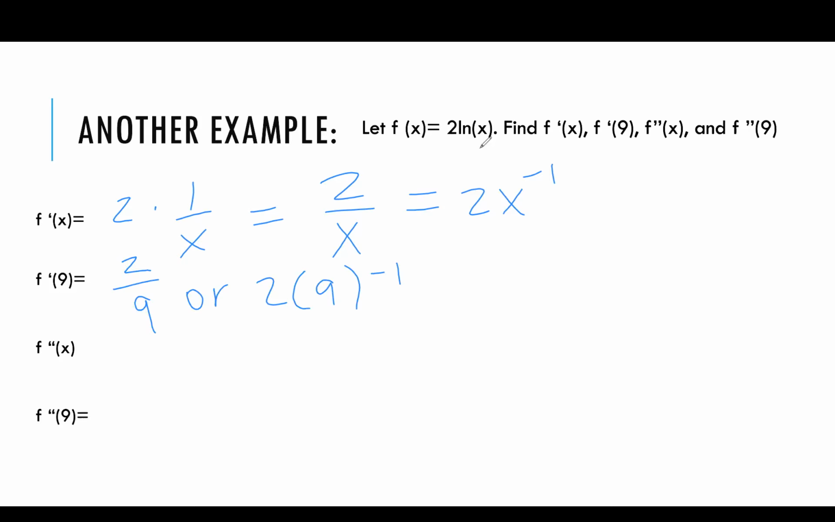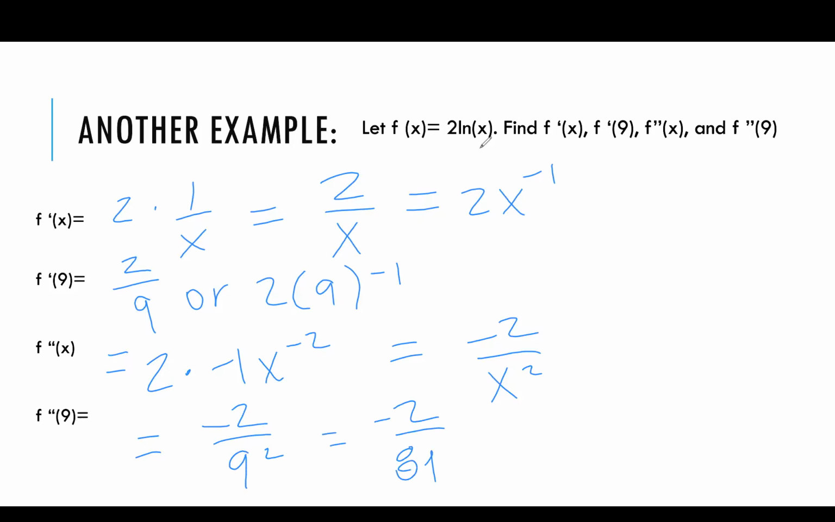Now, lastly, we want to find the second derivative. Okay, and we want to look back at our 2x to the negative 1, because that's going to be more helpful for whenever you're taking the derivative, because we need to use the power rule, right? So this is going to be equal to 2 times negative 1x to the negative 2, because negative 1 minus 1 is negative 2. Okay, and we can rewrite this as negative 2 over x squared, right? Because that negative 2 power means that it's in the denominator, all right? So then lastly, we want to plug in our 9. So that's going to be negative 2 over 9 squared, which is negative 2 over 81.